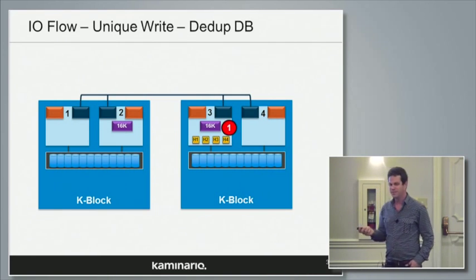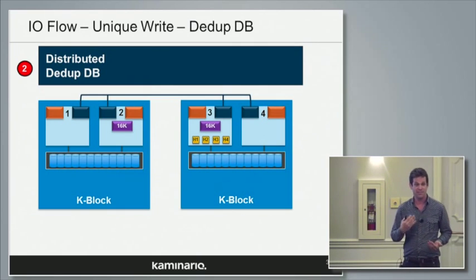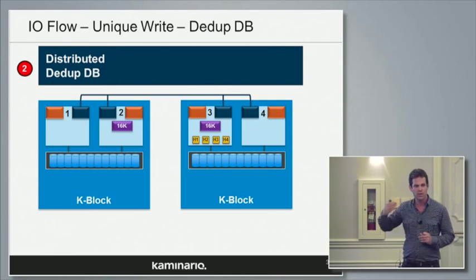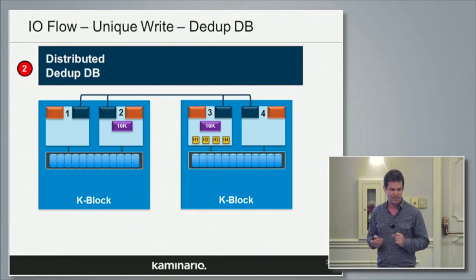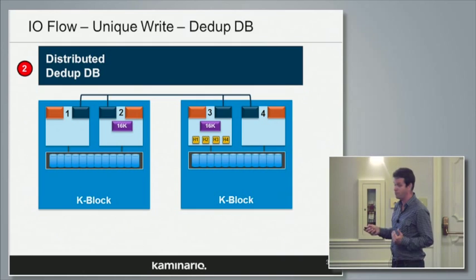So we have 2 copies protected, and we need to check whether we already have this content somewhere globally in the cluster. So we are performing a lookup in a distributed table called the dedup database. It's a table that can go down to granularity of 4K, as we discussed. Of course, each node is responsible for a portion of the hash results. So here we have, in this example, 4 nodes, so each node is responsible for a quarter of the hash results.